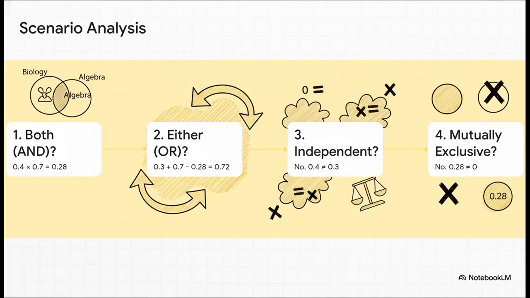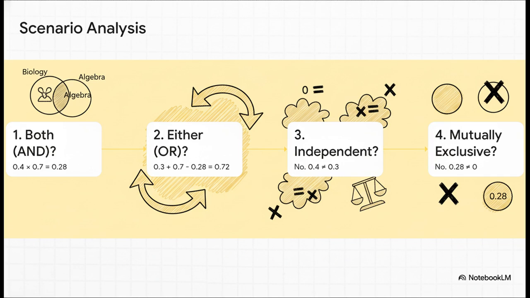Okay, let's use our toolkit. First, what's the chance they take both? Well, both is an AND question, so we multiply the probability of algebra given biology, which is 0.4, times the probability of biology, 0.7. That gives us 0.28. Second, the chance they take either course. Either is an OR question. We add their probabilities and subtract the overlap we just found. 0.3 plus 0.7 minus 0.28 equals 0.72.